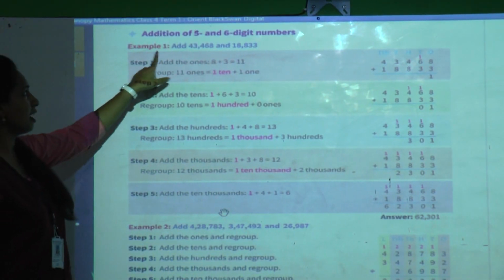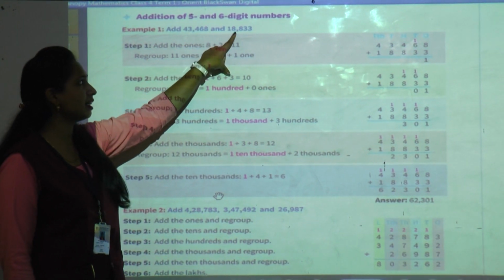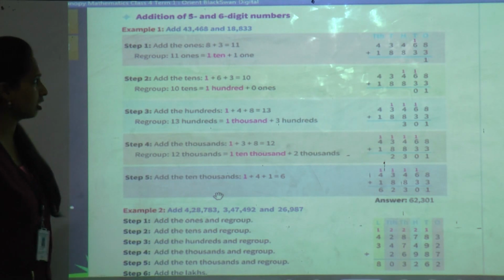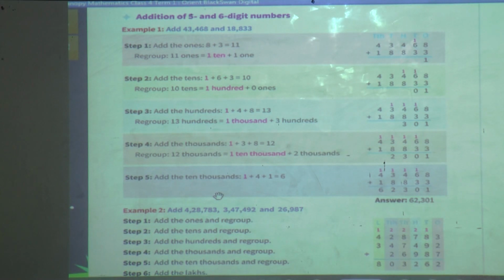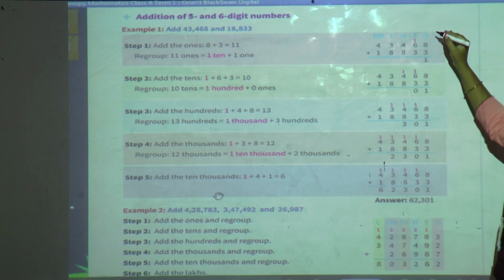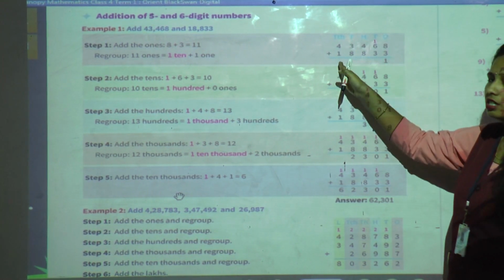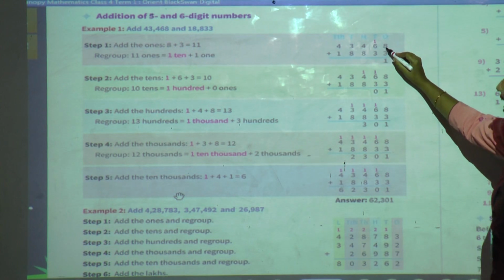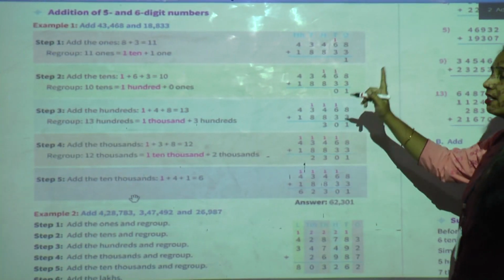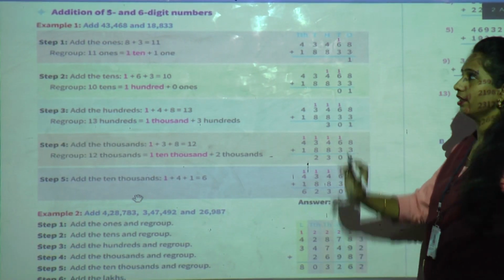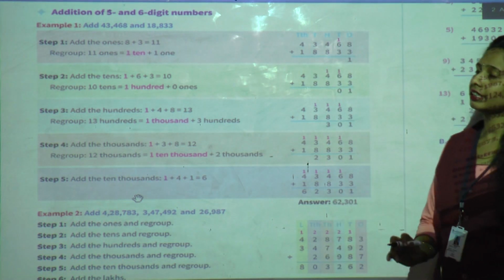The example they had given: add 43,468 and 18,833. Now they have explained it step by step, and I will explain in the same way. What is the first step? Write the numbers one below the other properly in the place value chart. Add the ones place first. 8 plus 3 is 11. So how do we write 11? One is written on ones place and the other one is carried to tens place.